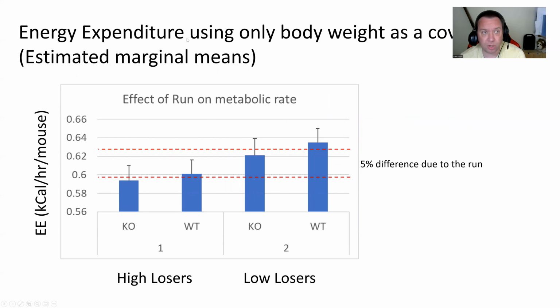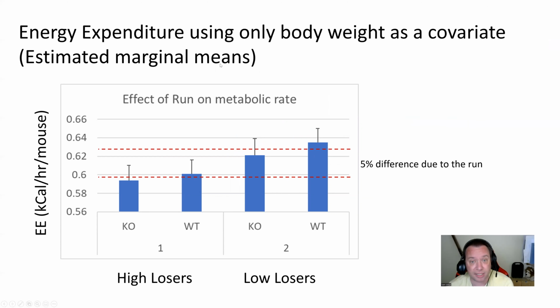And actually, what you can see is the energy expenditure using only body weight as the covariate, in terms of the estimated marginal means, is about 5% lower in the high losers than it is in the low losers. It's not massive, but it's going from maybe 0.6 on average in the low losers to about 0.63 in the high losers. And this is a small difference, but what it will definitely do is ram a load of noise into your analysis. So if your wild types may have a slightly higher energy expenditure than your knockouts, and you then pile a load of noise on top of that, it's going to be difficult to determine whether there's actually a difference of genotype.